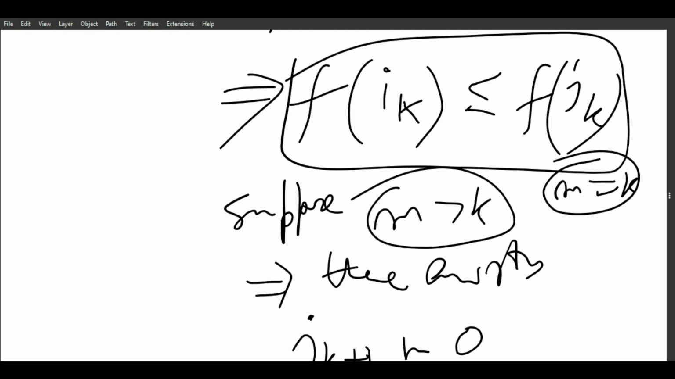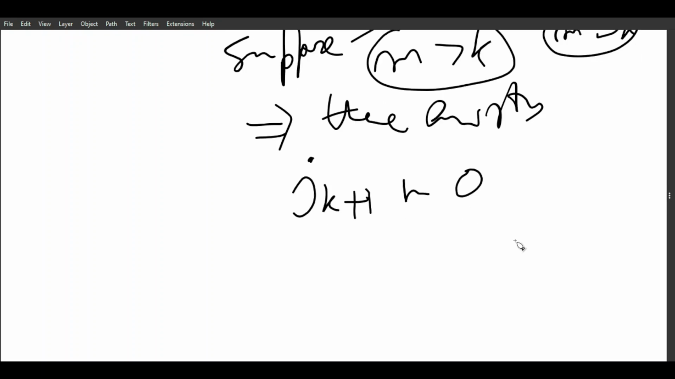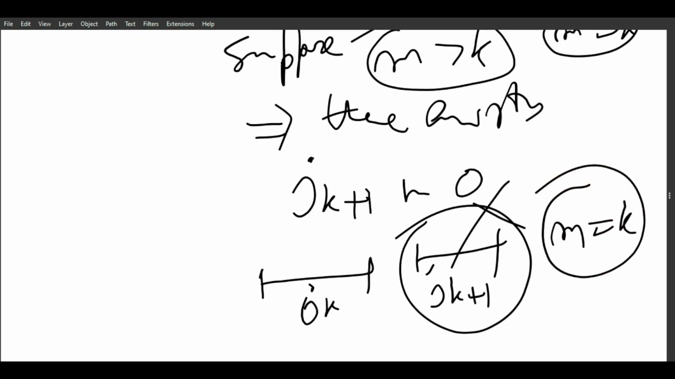So if m is greater than k, then what will happen? We have interval jk plus 1 in O, and it starts after jk. So it is something like this. Here we have jk, and after that we have jk plus 1. So it means our algorithm A has not finished yet. It has to choose this also. But our assumption is that our algorithm ends at A. So again this is not possible. So we have proved that m is equal to k. So this proves the optimality.